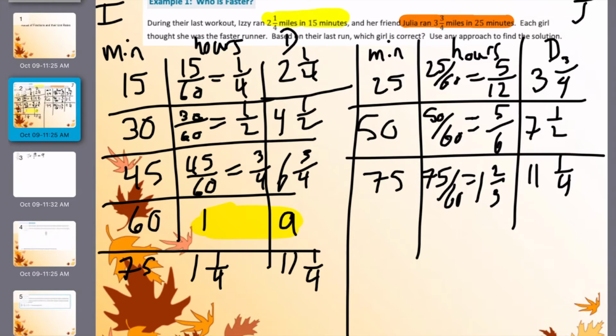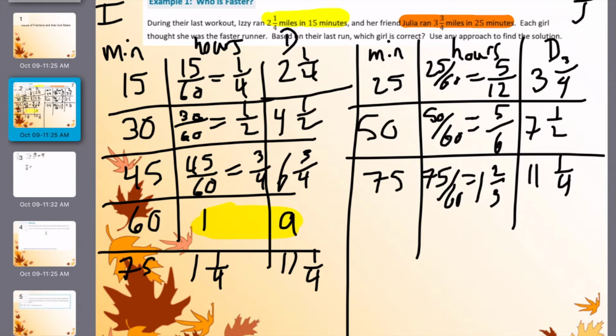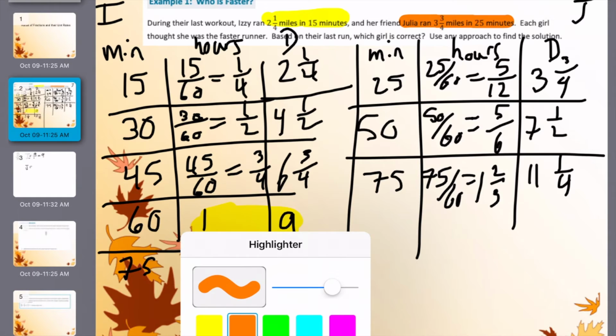Sorry, that was for Izzy. I don't know why I keep messing up. That was for Izzy. For Julia, however, I can just take any of these times because I know that it's going to be proportional, just because I keep doubling things every time. So I'm going to use this original time up here.